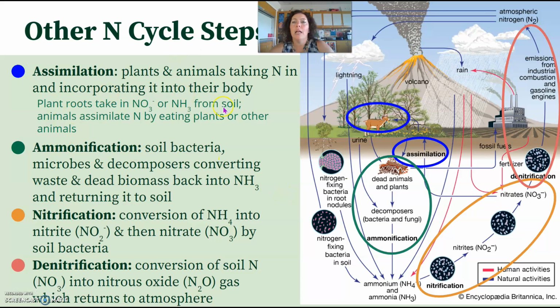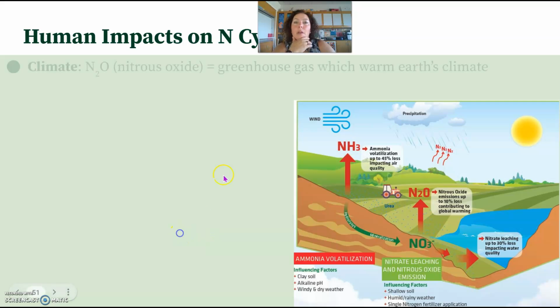So if you look here, assimilation is the taking in, ammonification is the breaking it back down and adding it to the soil, and then nitrification is converting other nitrogen-containing chemicals in the soil into usable nitrogen chemicals. And then denitrification is taking the nitrogen and putting it back into the atmosphere.